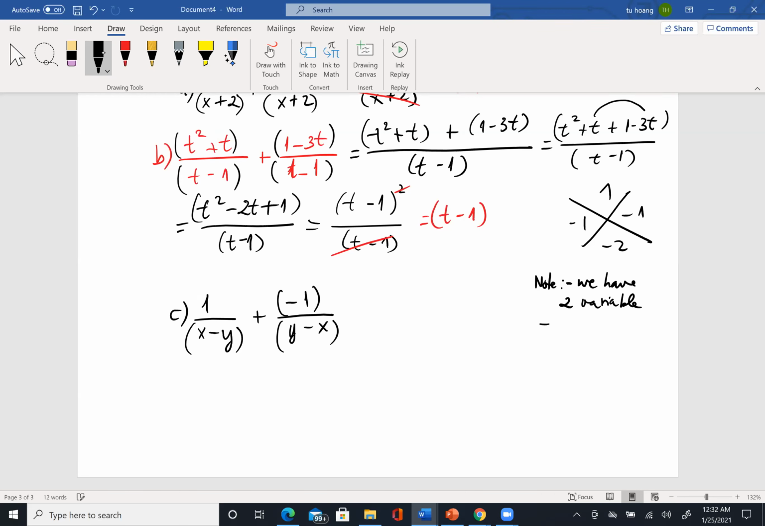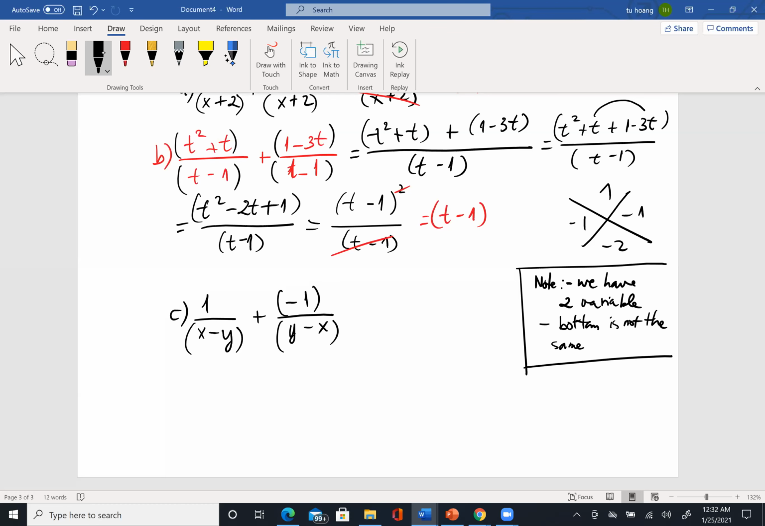Also, what else do you notice? The bottoms are not the same right now, but you can change it later. You can make them equal to each other by multiplying by -1. Then it just changes the position of the x and y. So the bottom is not the same. Okay, so that's two notes for this column.